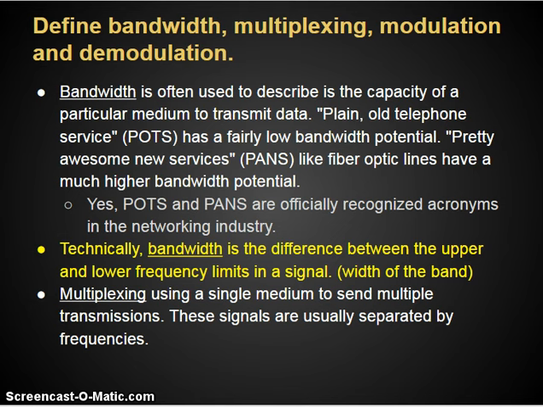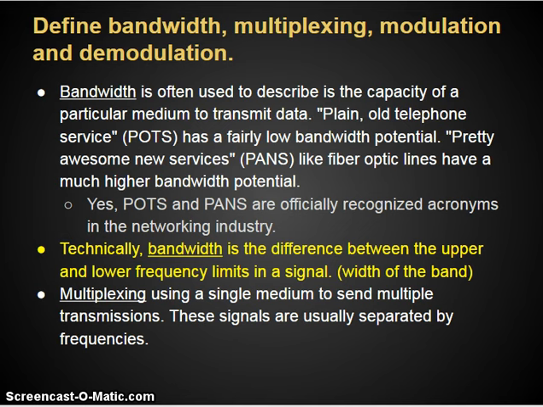First, bandwidth, multiplexing, modulation, and demodulation. Now, bandwidth is usually used kind of colloquially to describe how much capacity something has. That's not exactly the definition, but it's fairly close. When you think of a specific medium, what are the limitations of that medium? There's an acronym, POTS and PANS. Those are actually real acronyms. POTS are plain old telephone service, old copper wires that are used for the telephone system. PANS are pretty awesome new services like fiber optics and other options that have much higher bandwidth.